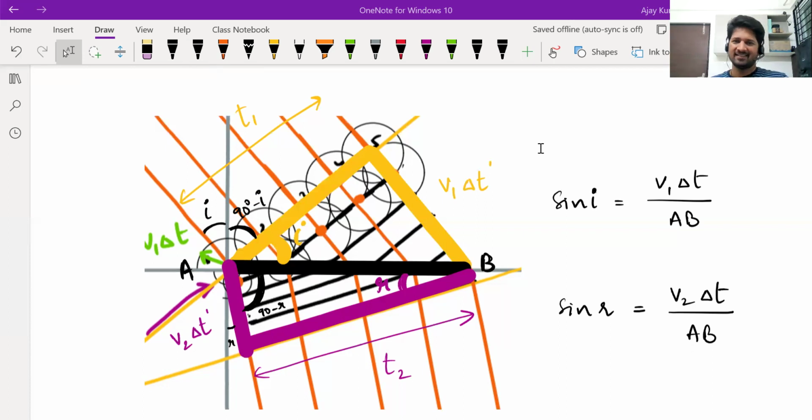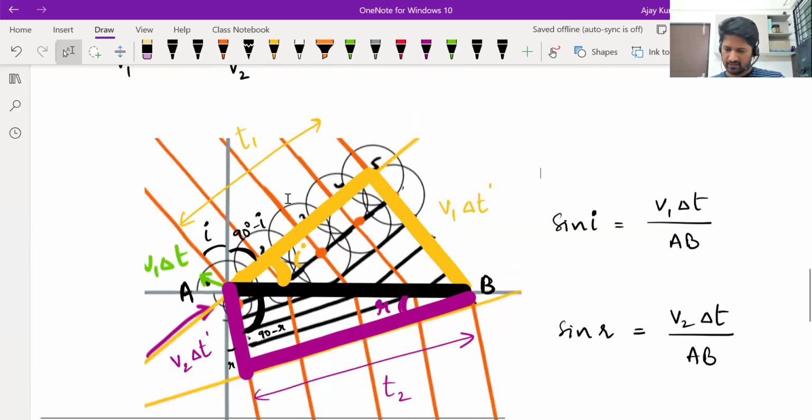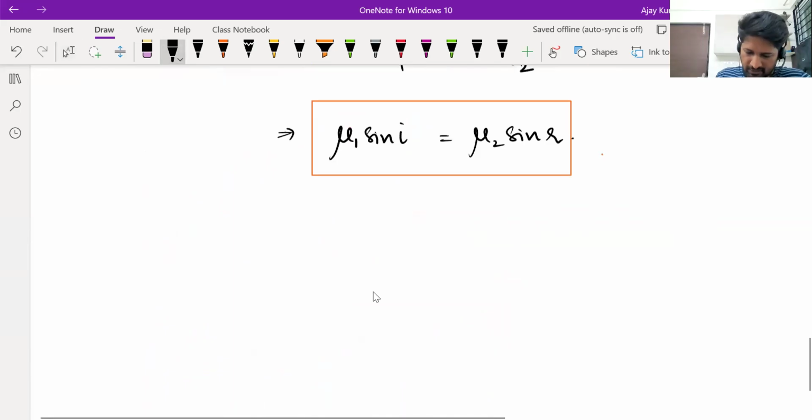Okay, fine. In the upper triangle, T1 is the adjacent side to the angle of incidence I, and AB is the hypotenuse. Which trigonometric ratio relates adjacent and hypotenuse? Cos. So you can write cos I is equal to T1 divided by AB. Cos I, adjacent is T1, divided by hypotenuse AB.